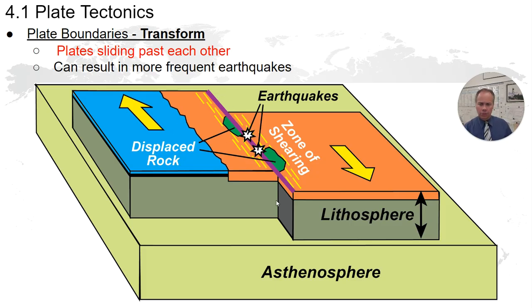And what happens along these transform boundaries is sometimes the movement of the plates, they bind together until the energy builds up so much that they then give and slide across each other.